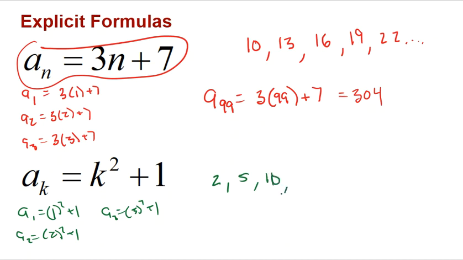Sorry about this. And the fourth term, so 4 squared plus 1. 4 squared is 16. 16 plus 1 is... oh my gosh, I did it again, didn't I? I keep subtracting. I don't know where my head's going here. I'm so sorry. 4 squared is 16. 16 plus 1 is 17.